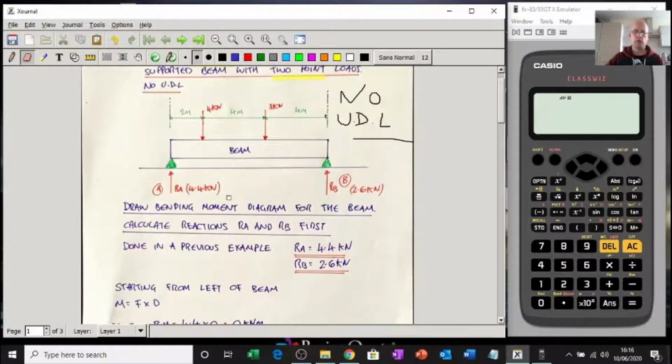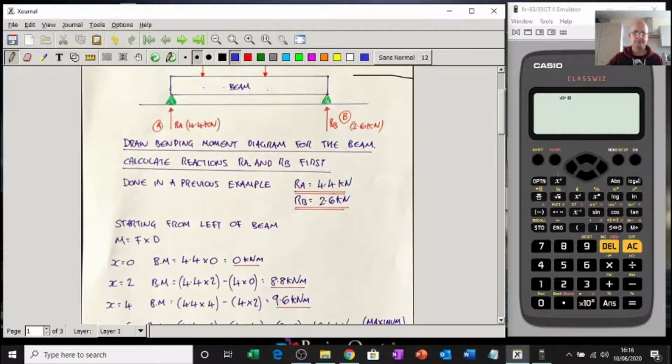So what we're going to do is we'll look at the moments at, say, x equals 0. Then we'll go 2, 4, 6, 8, 10 perhaps to work out the bending moments at each of the points. And then we'll draw a graph. And then we'll find out where the maximum bending moment is. The maximum bending moment is where failure is likely to occur due to bending, so it's quite an important point.